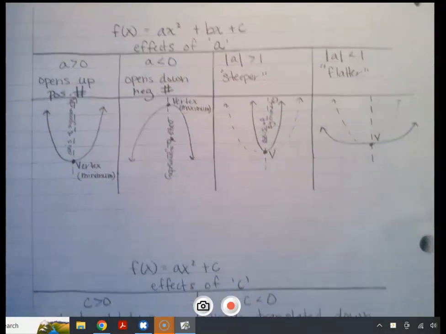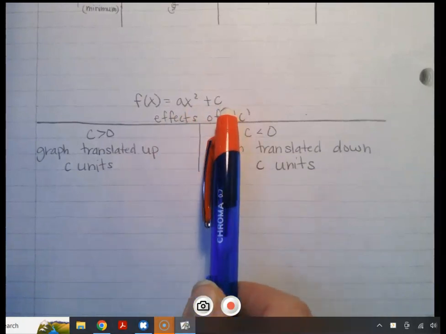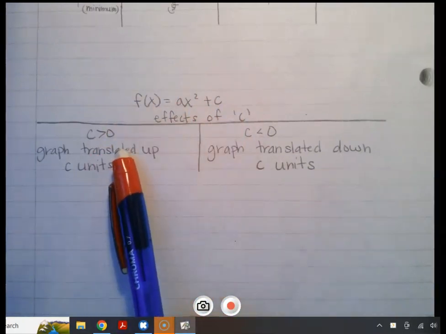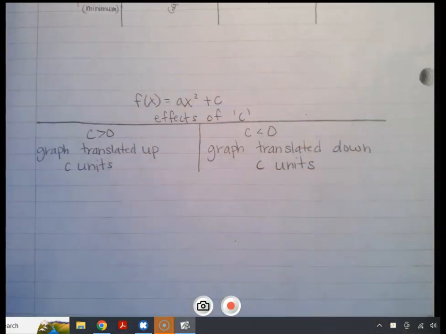And then we have the effects of c, that constant. If it's greater than 0, we translate it up. If it's less than 0, we translate it down. If it's 0, you don't touch it. It's going to stay right where it is.